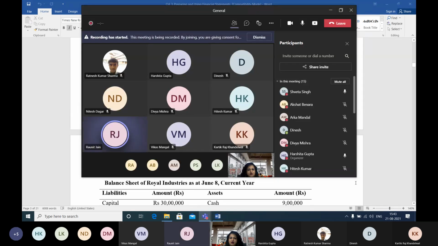Ma'am, could you please explain the principle of duality again? Okay, Ronit. So, Ronit, every transaction will have a giver and a taker, right? Every transaction means that it has happened between two parties, right? So both the aspects of the transaction will be accounted for.